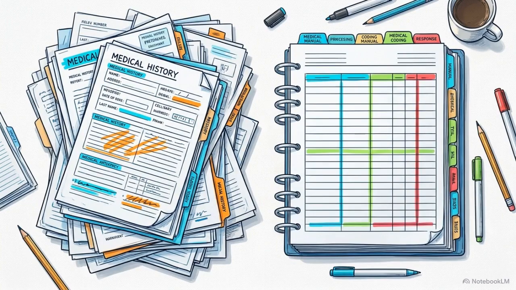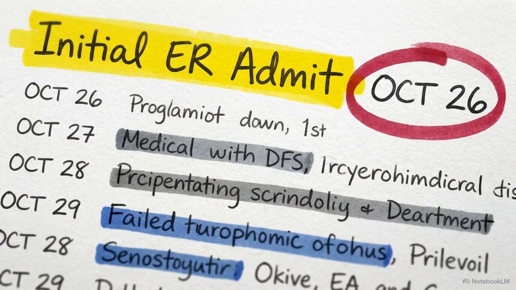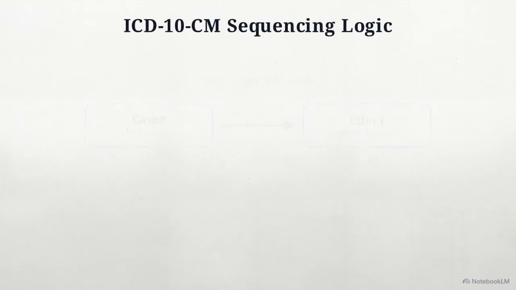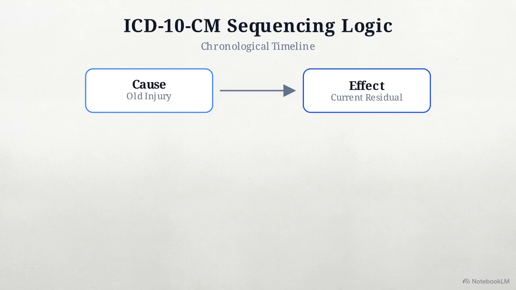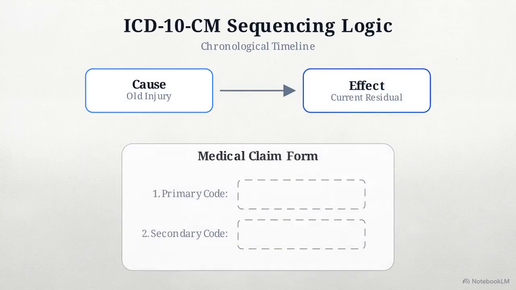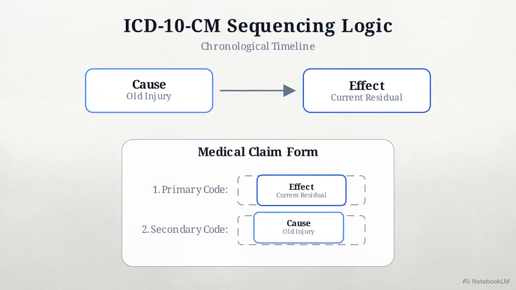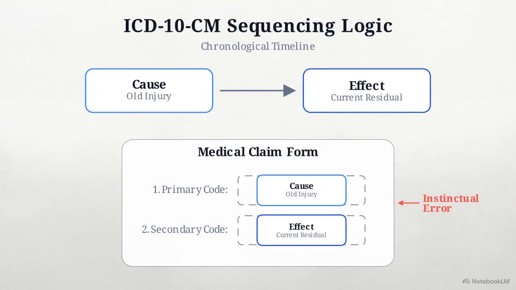This creates a specific operational challenge. How do you translate a patient's chronological history into the nonlinear hierarchy of ICD-10? It is a common instinct to report the historical cause, the original injury or illness, as the primary code because it started the chain of events. However, the ICD-10-CM sequencing rules reverse this order. While the cause comes first in time, the effect must come first on the claim. Reversing this sequence leads to errors in the medical record.